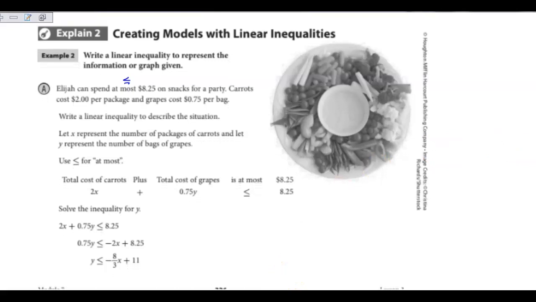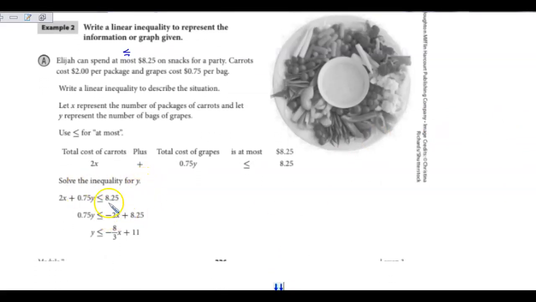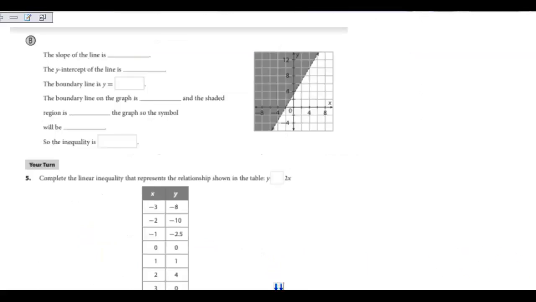So like we've done before, we're going to simplify for Y. We're going to readjust everything, and we are going to find that Y is less than or equal to negative 8/3 X plus 11. When we do this, we're going to use 11 for our y-intercept, and our slope is negative 8/3. Is this going to be a dotted or solid line? Solid is correct.